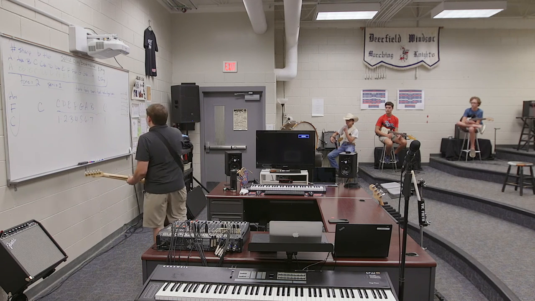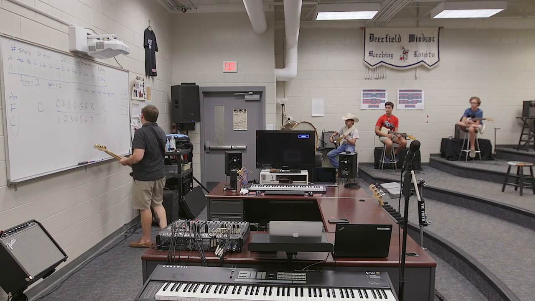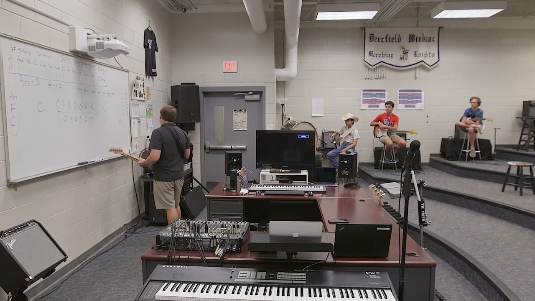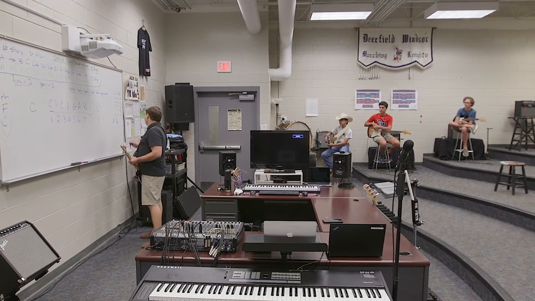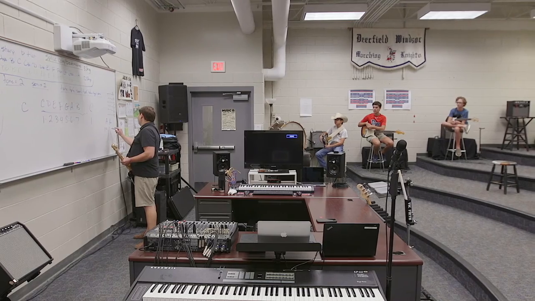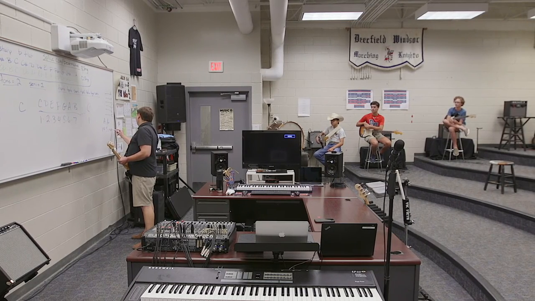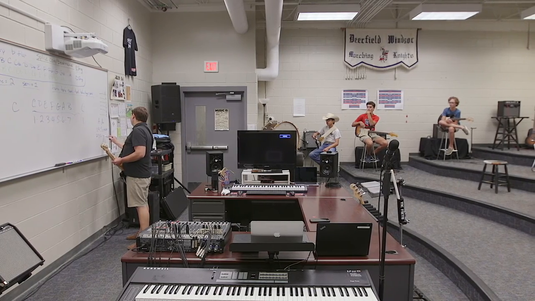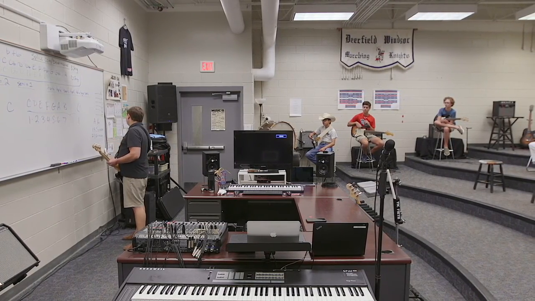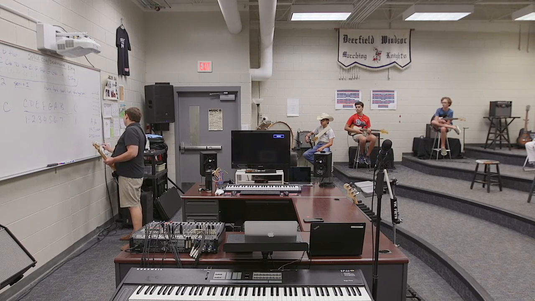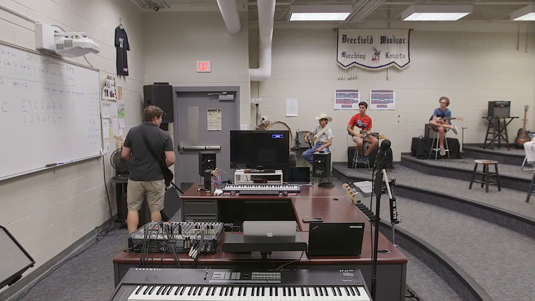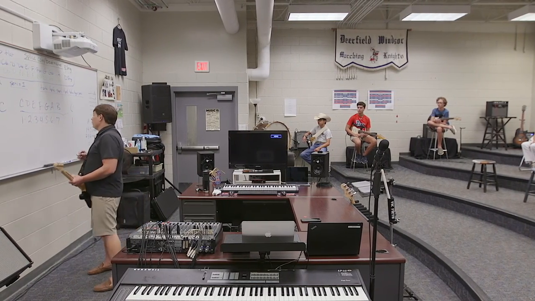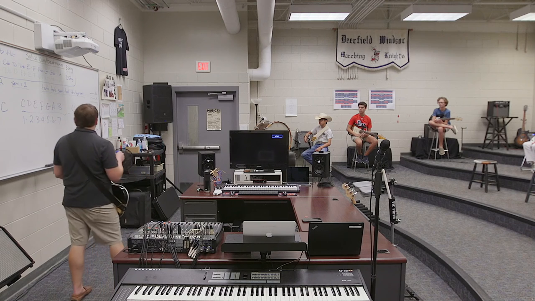Last thing to remember, you need to assign your majors and minors. If I write an A like this, what does that imply? Major. If I write an A with a little tiny m, it means minor. So chords 1, 4, and 5 are always major, and that will never change. Chords 2, 3, and 6 are always minor. Does that make sense? 7 is diminished. We'll worry about that next year. But 1, 4, and 5, do I need to do anything to those? But I do need to do something to 2, 3, and 6. What do I need to do?